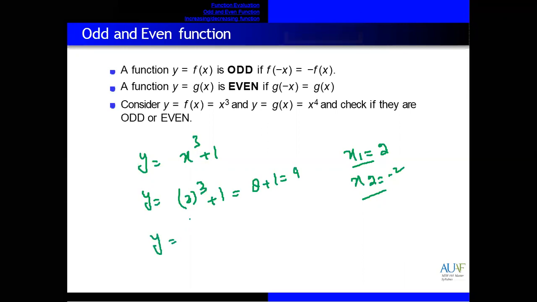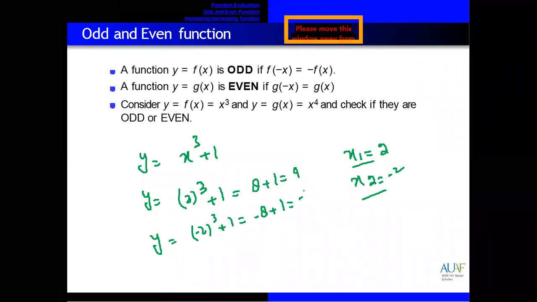For the negative value, when we have minus 2 cube plus 1, minus 2 cube is equal to minus 8 plus 1, so this one is equal to minus 7. You can see both are not the same. One is plus 9, the second one is minus 7. So this is not an even function, and this is not an odd function. So this is called neither an odd function nor an even function.